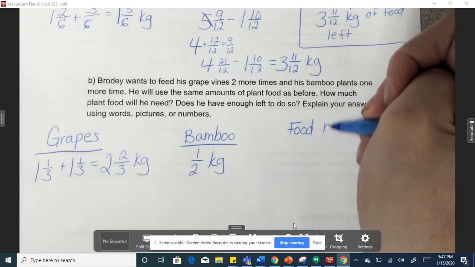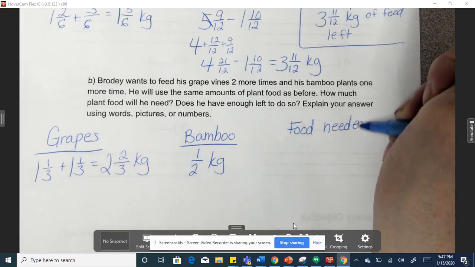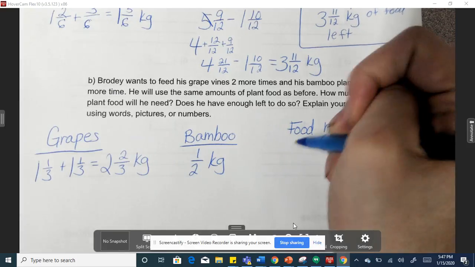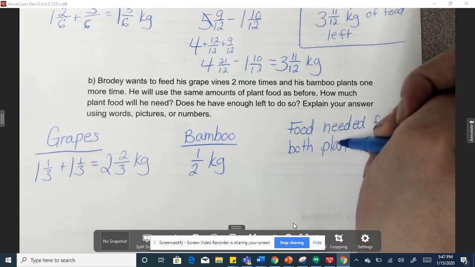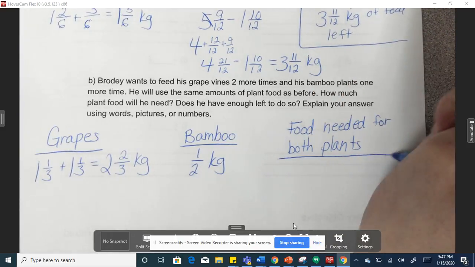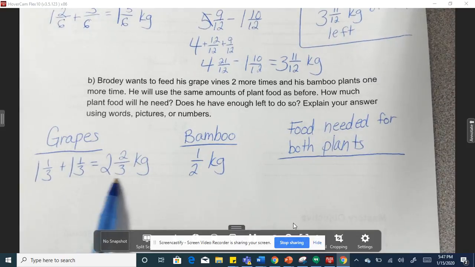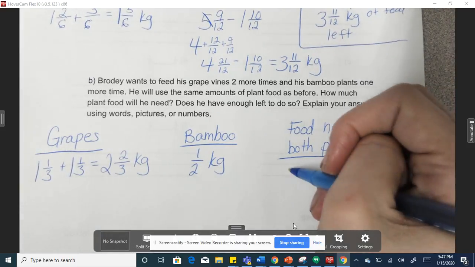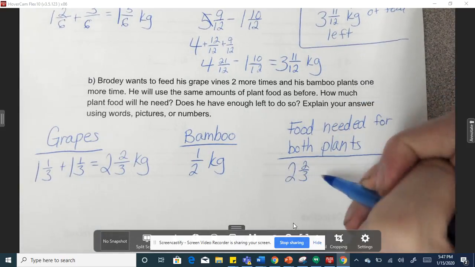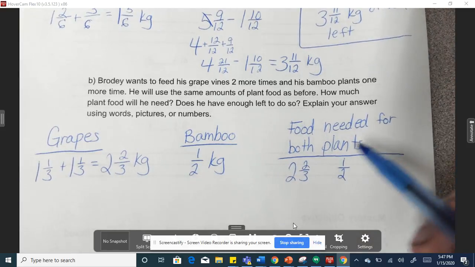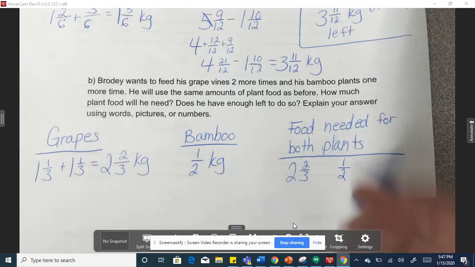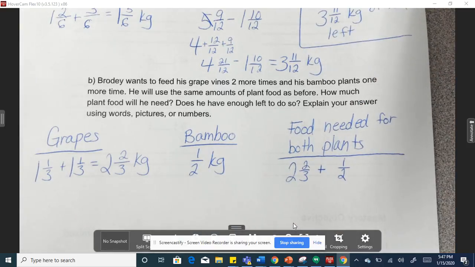So food needed for both plants. We're going to see if we have enough. Let's see. He has to use 2 2/3 kilograms for his grapes, and he has to use 1/2 kilograms for his bamboo. We're seeing how much food he's using in total for both of them, so we're going to add. Ooh, we have thirds and we have halves. We can't add those. So let's make common denominators.